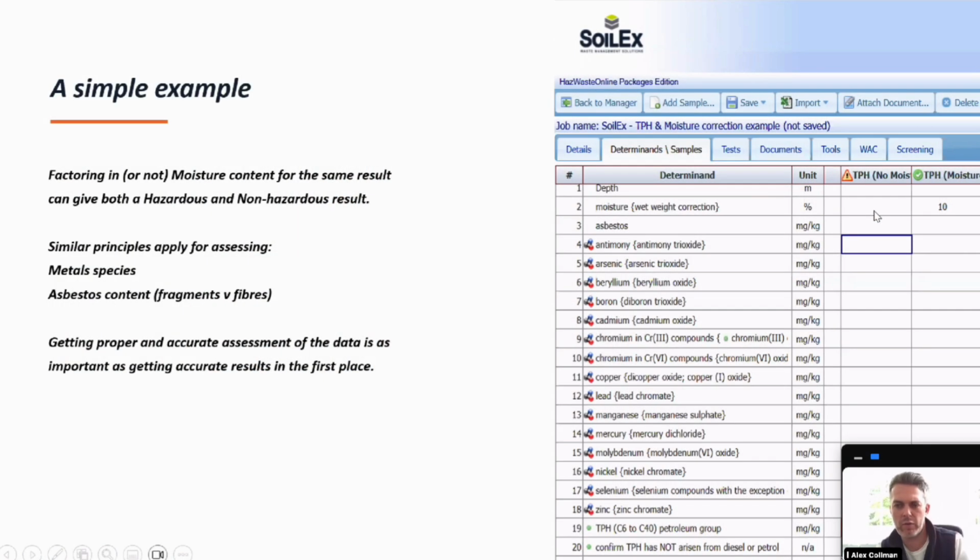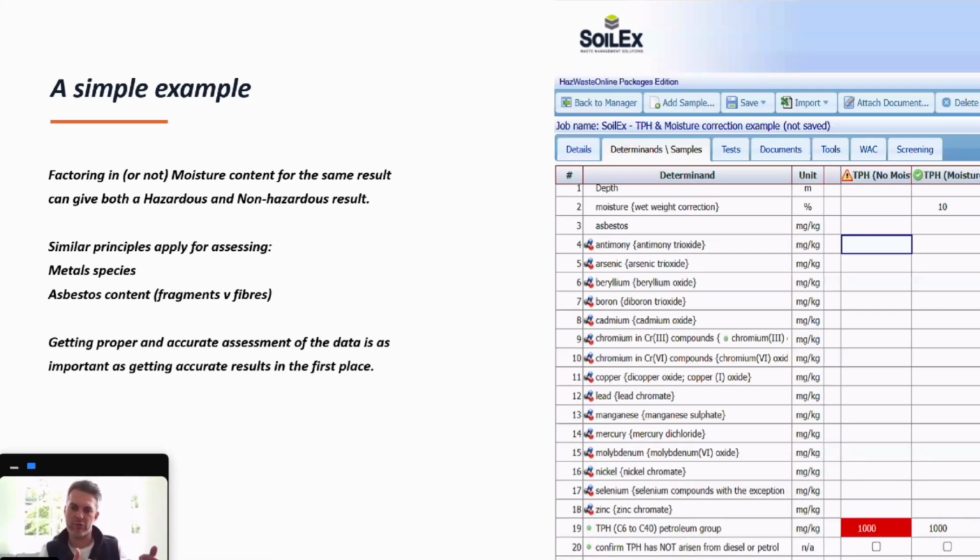And for demonstration purposes only, what I've done is input a hydrocarbon result of 1,000 milligrams per kilogram on the right hand side, and at the top I've changed whether you are factoring in moisture or not factoring in moisture content in your soil sample from a classification perspective. So you can see on the left hand side here you have a result of 1,000 milligrams per kilogram. No moisture correction has been taken into account.